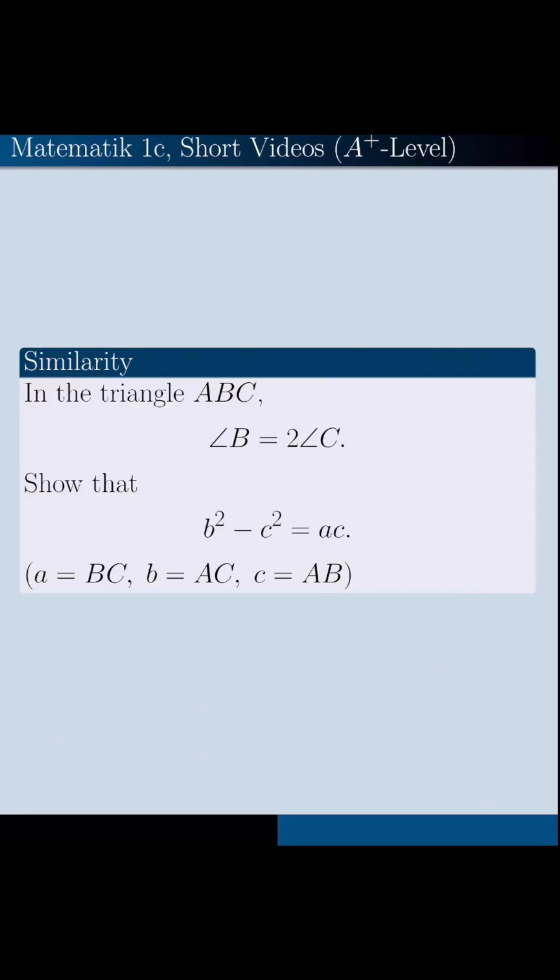Of course, here as usual in geometry, a means the length of BC, b means the length of AC, and c means the length of AB. Pause the video at this point and give it a try.